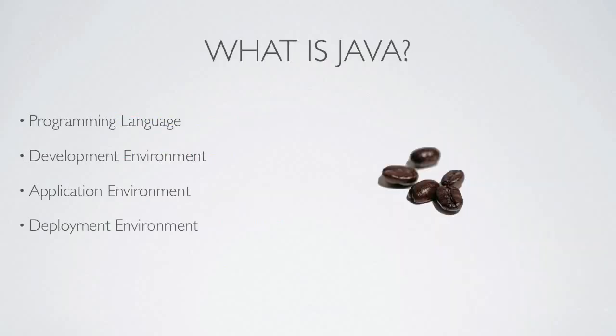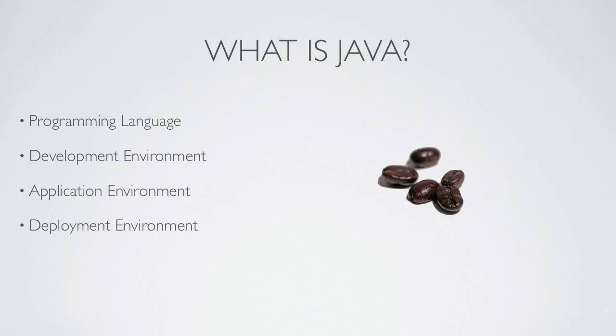So what is Java? Well, really, Java is a lot more than a programming language, although that's how we're going to look at it primarily in this class. That's what you maybe think about first. So Java is a programming language. It's the syntax and semantics that are required to create a programming language, but it's also a development environment.